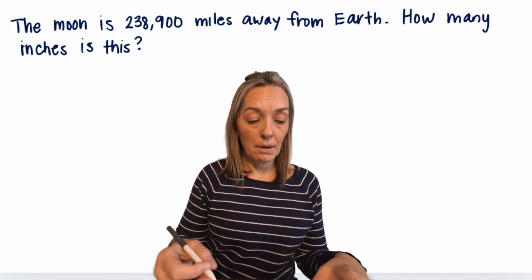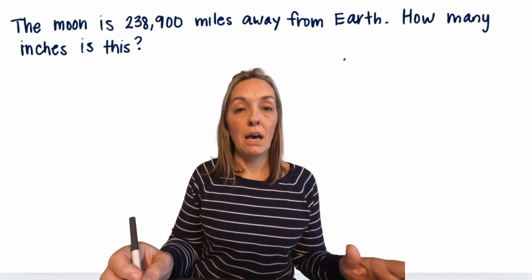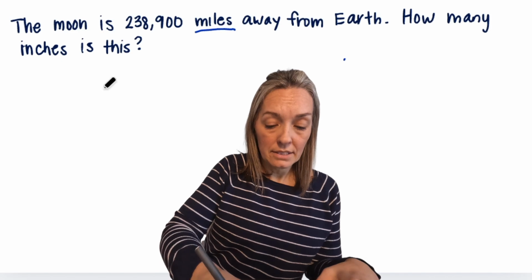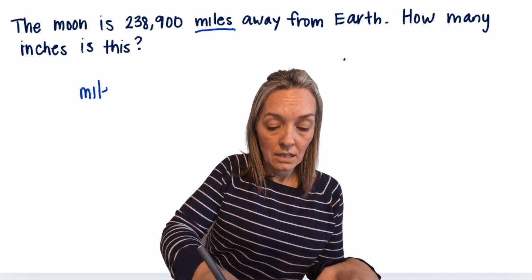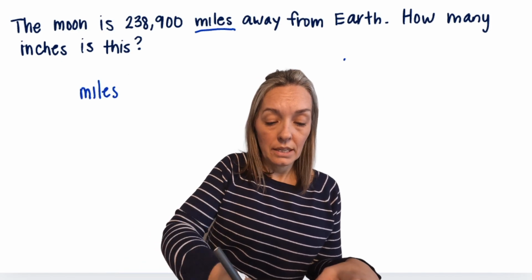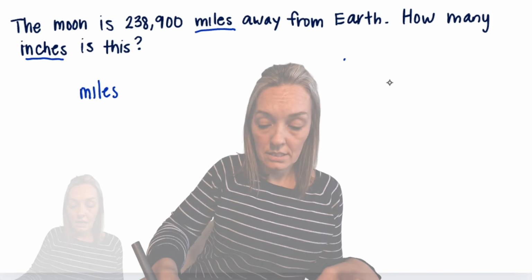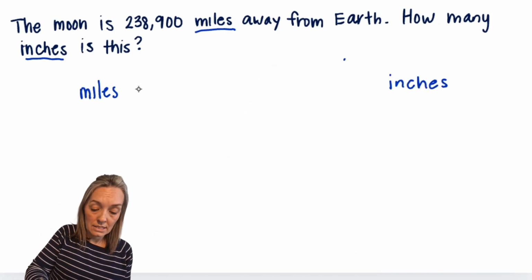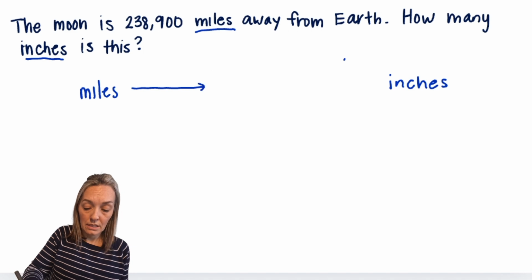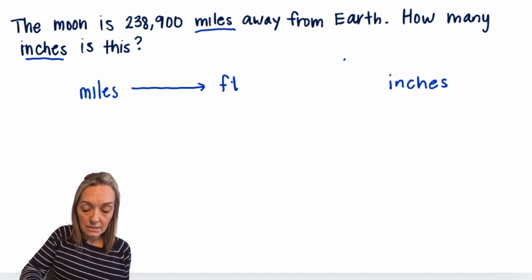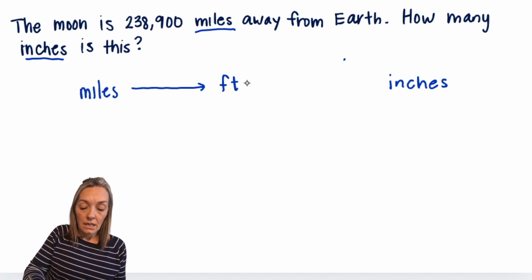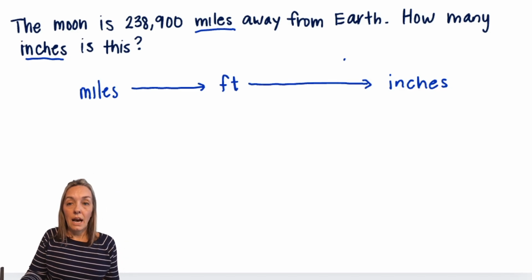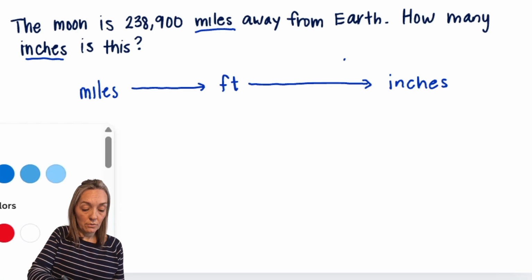So again, I'm going to come up with a plan. When I come up with my plan, I'm going to identify my starting unit. I am starting with the unit of miles, and my end goal is to get to inches. I'm going to have to come up with a pathway in order to get from miles to inches, and I know I can get one step closer to inches by changing my miles into feet. Then I can change my feet into inches. I have to determine my unit conversions for this.